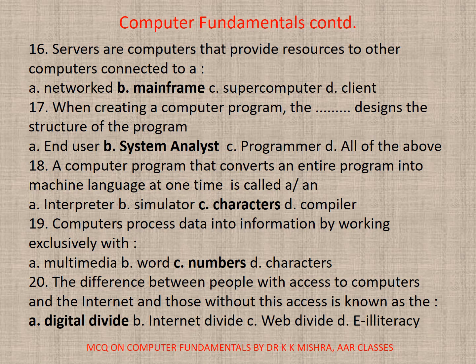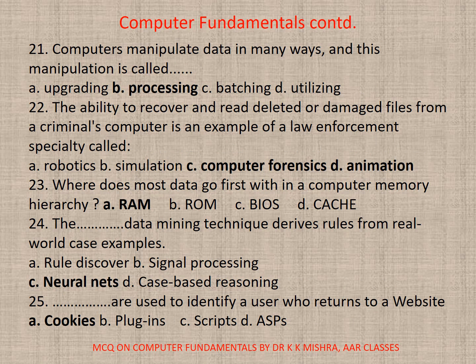Numbers. 20. The difference between people with access to computers and the internet and those without this access is known as the, here correct option is A. Digital. 21. Computers manipulate data in many ways and this manipulation is called A. Upgrading, B. Processing, C. Batching, D. Utilizing. Correct option is B.